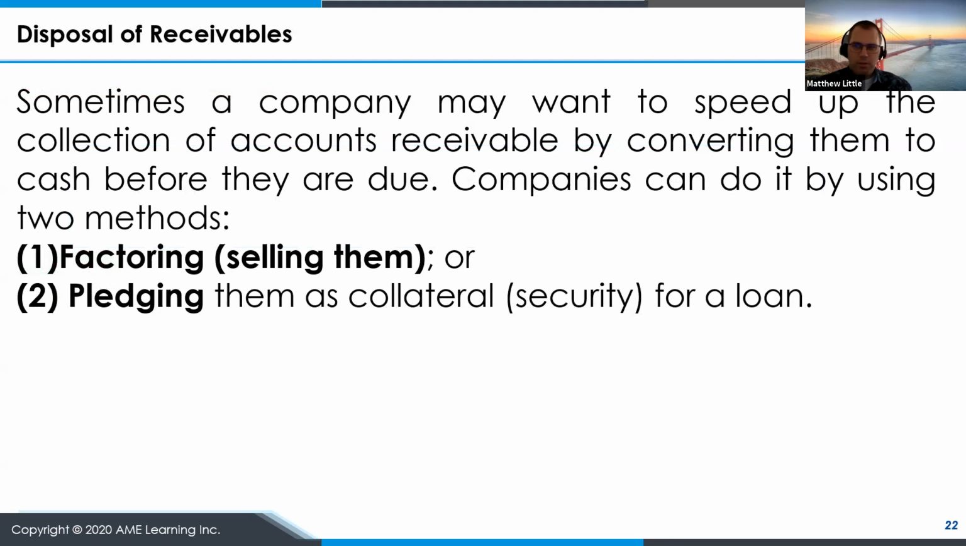I think the last couple things we'll cover is disposal of receivables. So sometimes you might have AR on your books that's aging and you want to get rid of them. And you have options. Sometimes companies can convert them to cash by either factoring or selling them, or using them as collateral to secure loans. So you gain cash by using them as collateral.